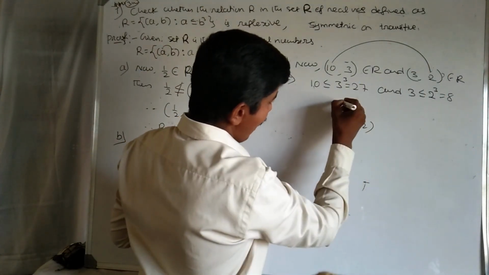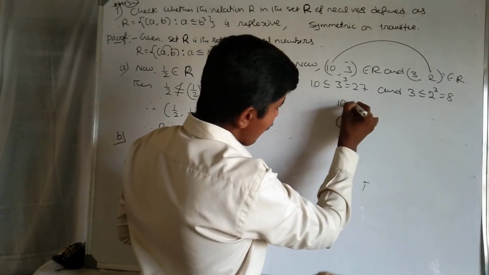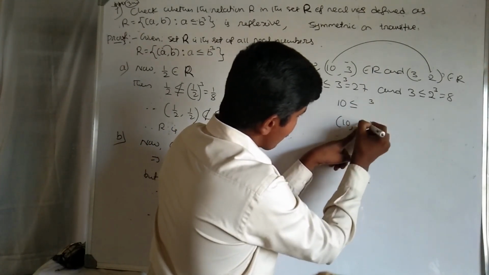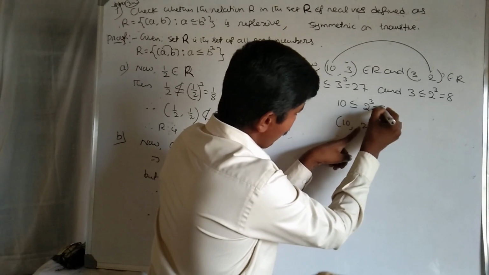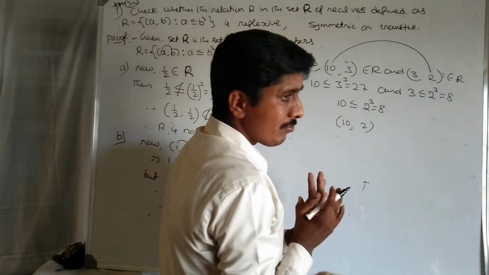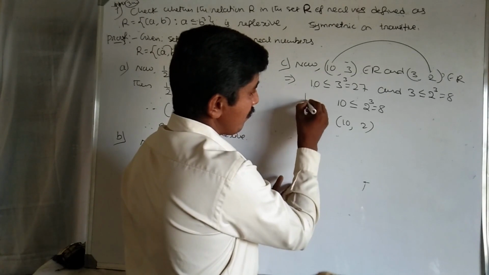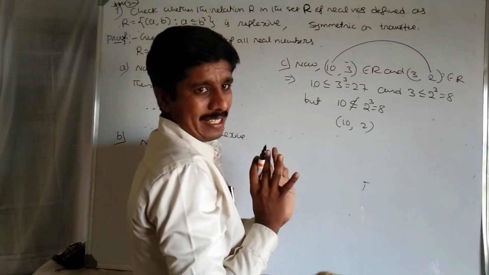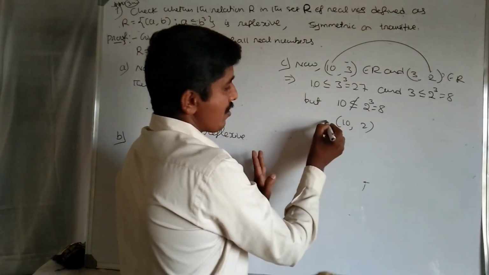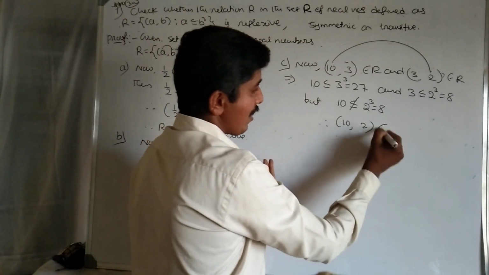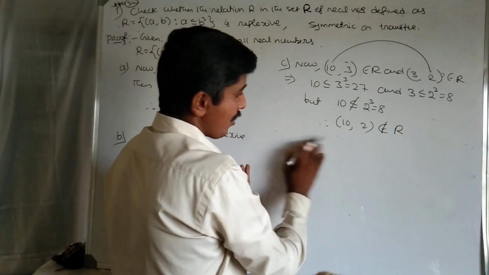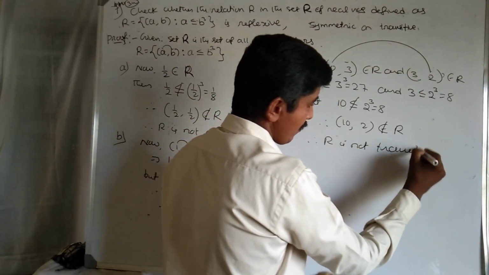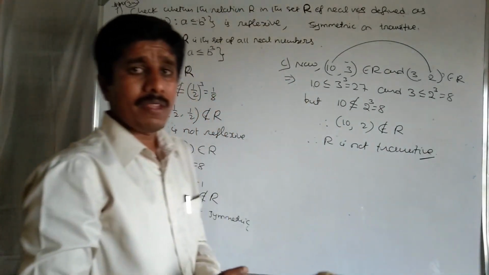Then, what is the relation between 10 and 2? The first element 10 should be less than or equal to the cube of the second element 2. 2 cube is 8. Is 10 less than 8? Wrong. 10 is greater than 8. Therefore 10 is not less than or equal to 2 cube, so 10, 2 does not belong to the relation. Therefore, R is not transitive. R is not transitive. So, very important one here.